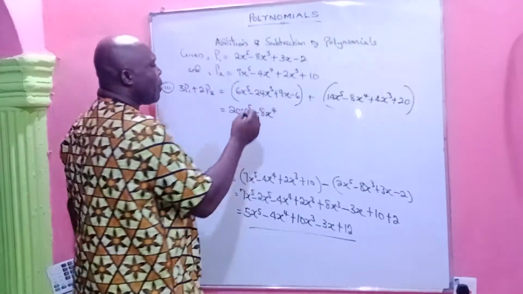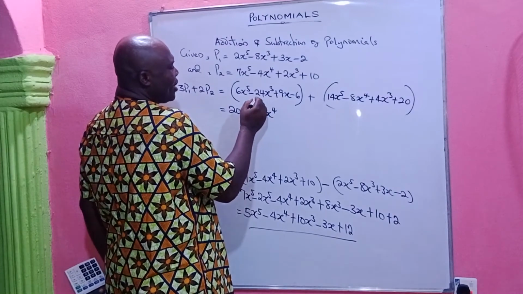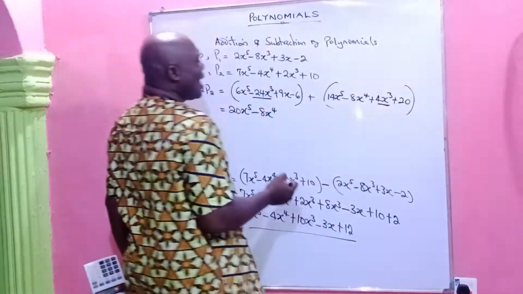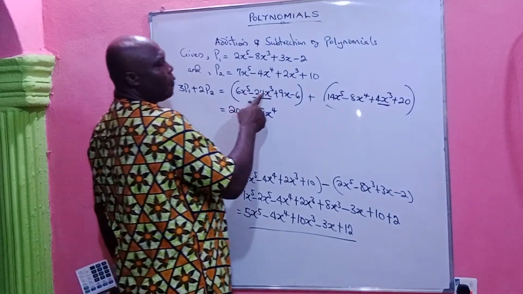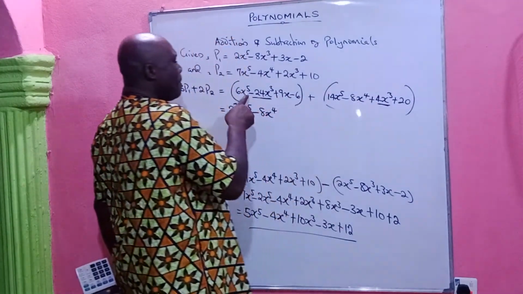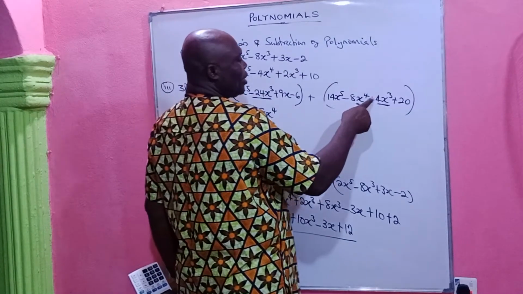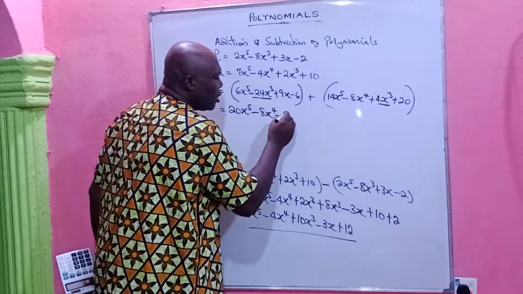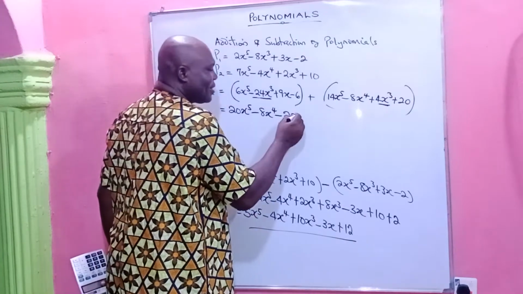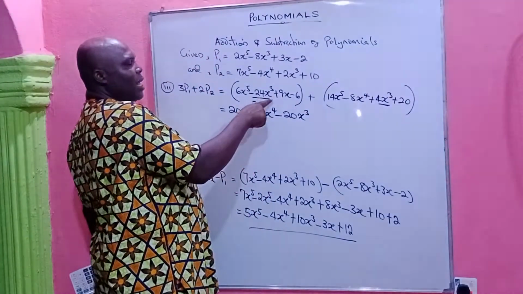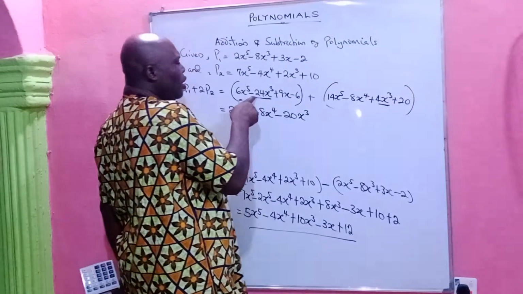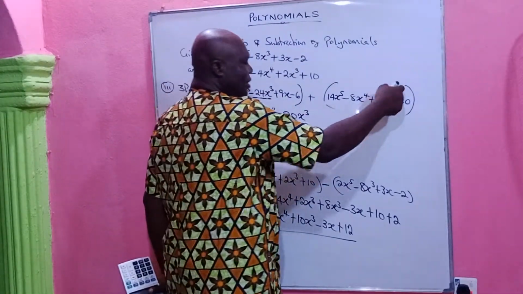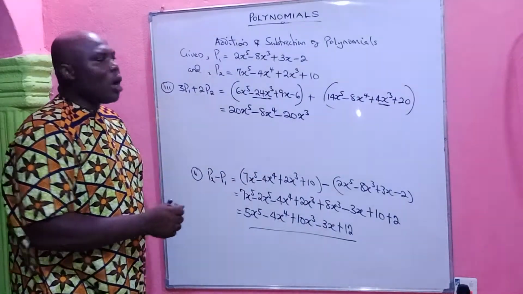I need x raised to power 3. There is x raised to power 3 here and x raised to power 3 here. So what I simply do is minus 24 added to 4. Minus 24 plus 4 is minus 20. So I have minus 20x raised to power 3. So we are done with x raised to power 3.